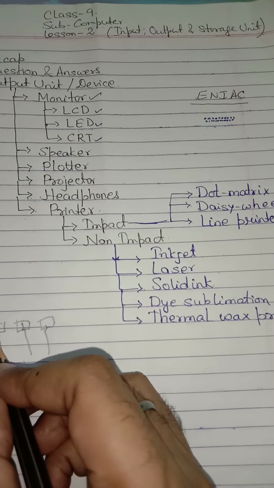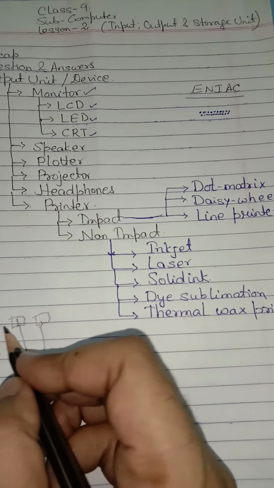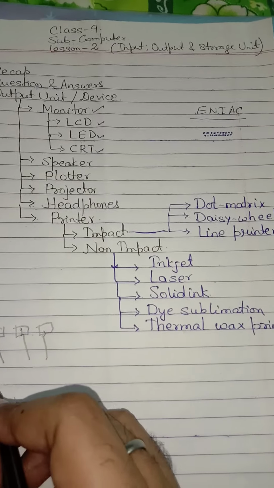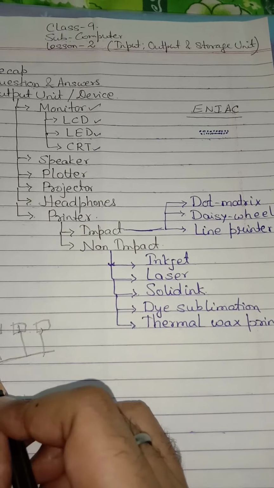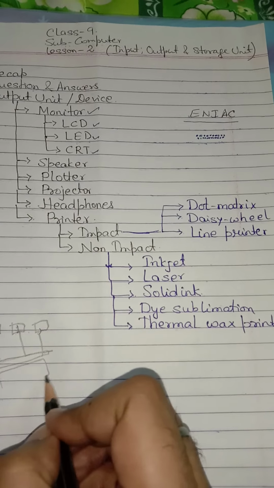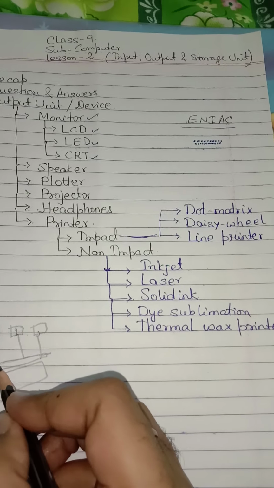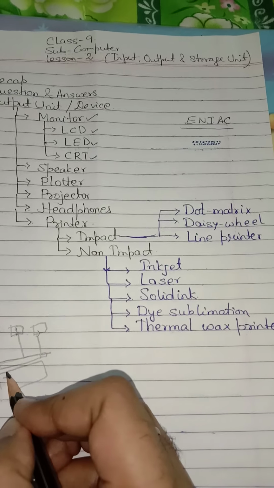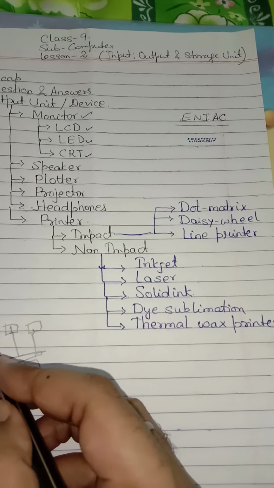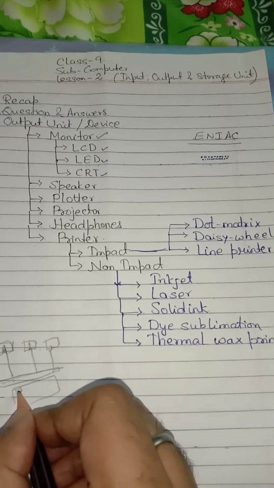These petals generally consist of letters. The letter can be capital or lowercase, numbers or punctuation marks. When the petal is struck against the ribbon head, suppose this is the ribbon head, and with the ribbon head the paper is attached. Whenever this petal is pushed to the ribbon head, the ribbon head touches the paper. So whatever alphabet, number or punctuation is on the petal will be printed on the paper.